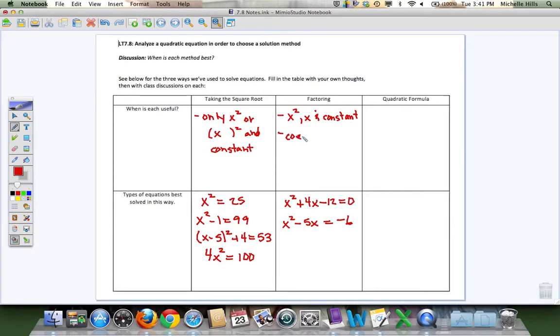The coefficient of x squared is 1, or we could also factor out something like 2x squared plus 8x minus 24 equals 0. The coefficient of x squared isn't 1, but I can divide everything here by 2 and get the coefficient of x squared to be 1, because 2 is a common factor.